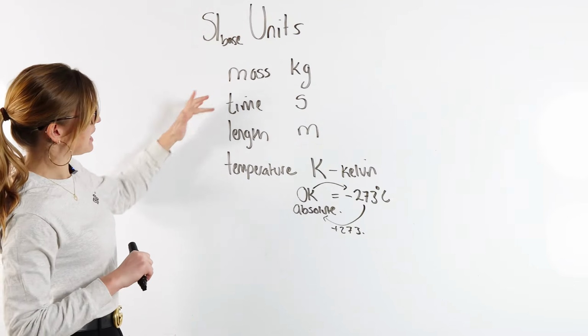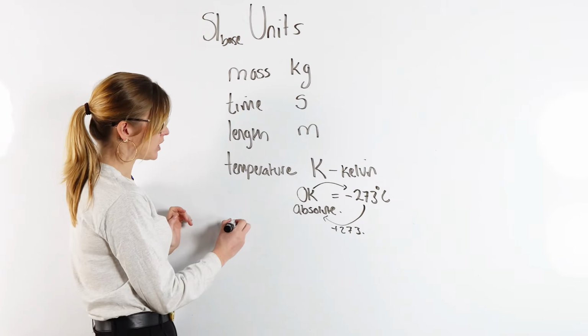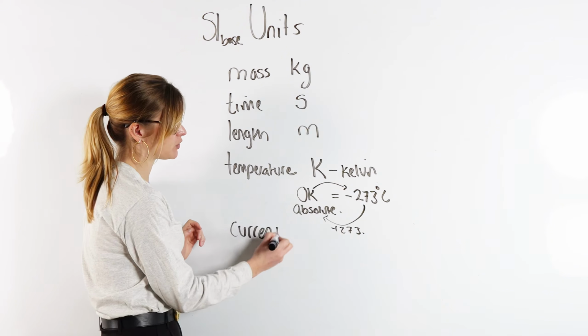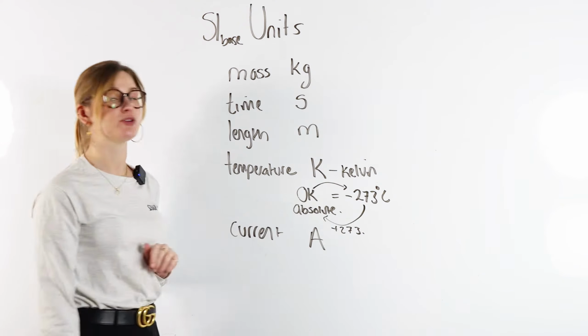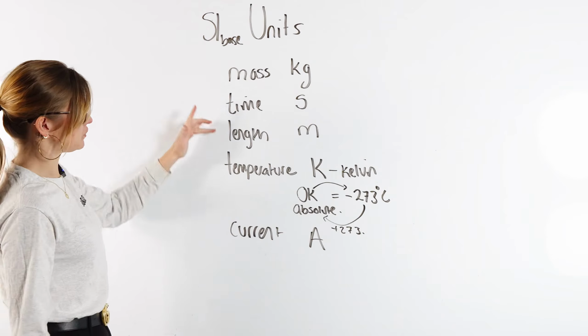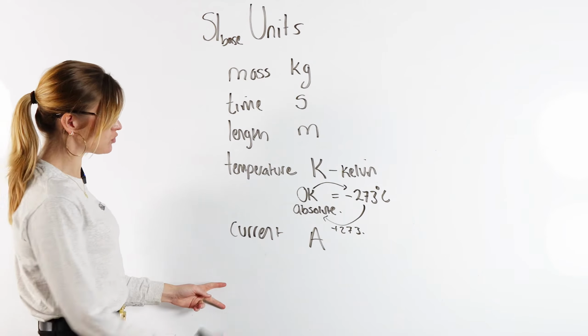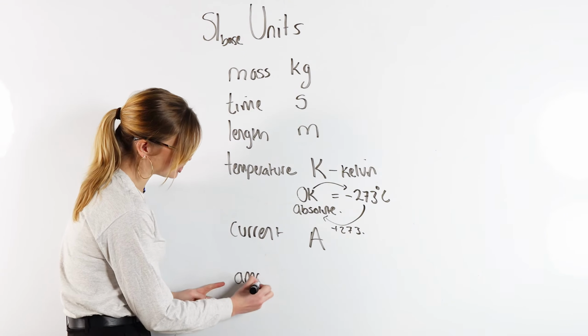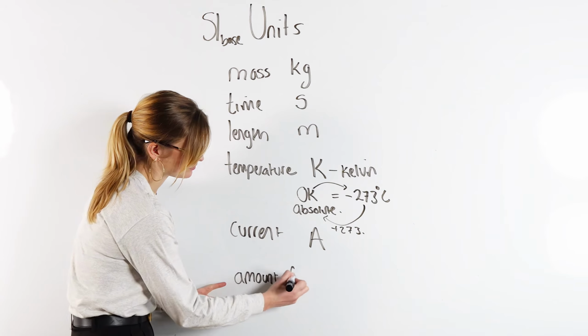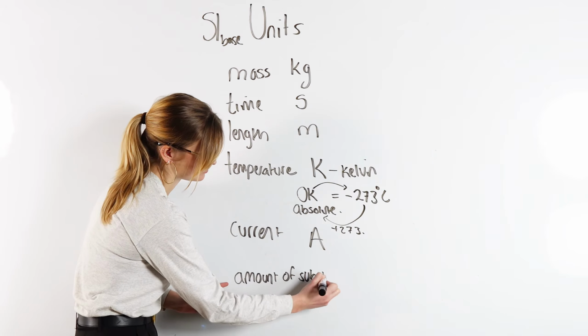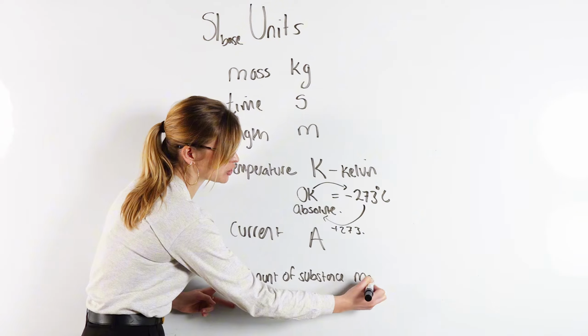Okay, so we've got mass, time, length, temperature. The other one is current. Current we know is measured in amps. That's what we use our ammeter for. So 1, 2, 3, 4, 5, 6, so 2 more. The next one is amount of substance. Amount of substance we measure in moles.